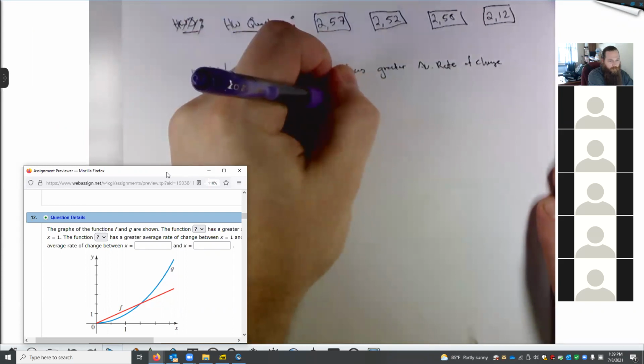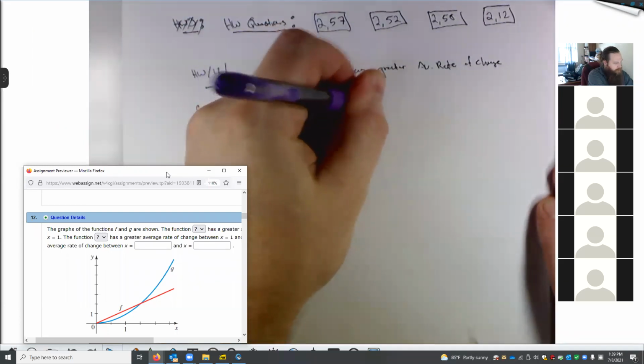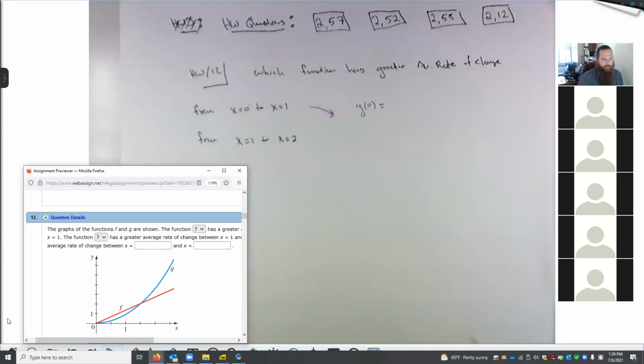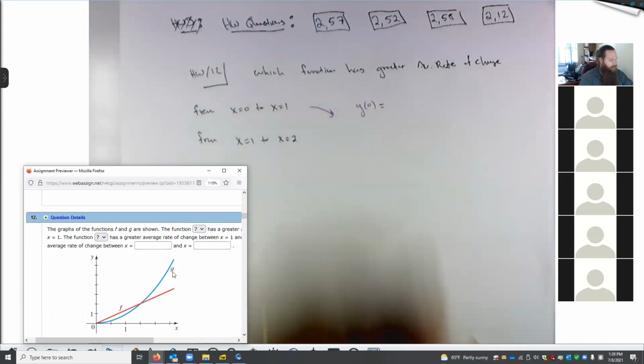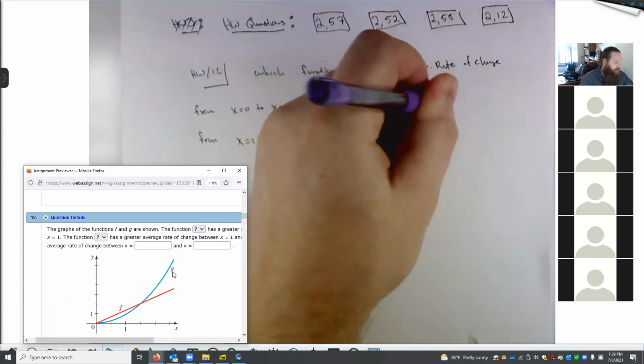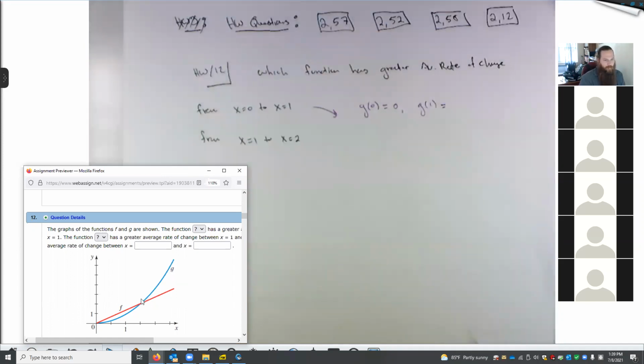We'll do g first. g of 0 is what? Looking at this graph, 0. And g of 1, again looking at the blue graph here, g of 1 appears to be maybe exactly 1, right? Maybe a tiny bit less, but about 1.